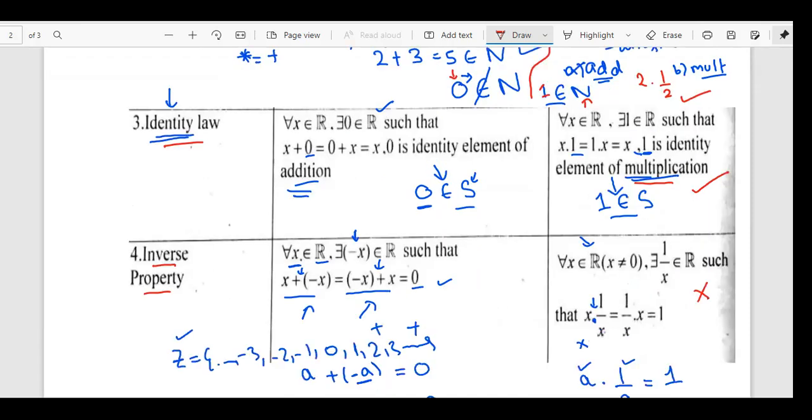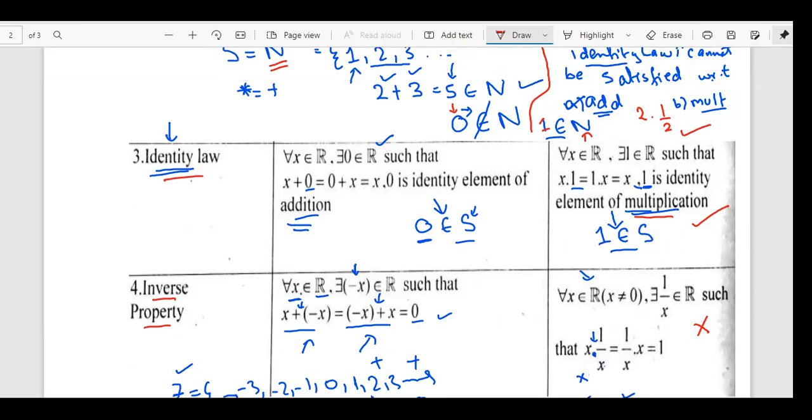So what does this imply? That multiplication is not a binary operation in the set of natural numbers. Are you clear with this? Yes, except for one.